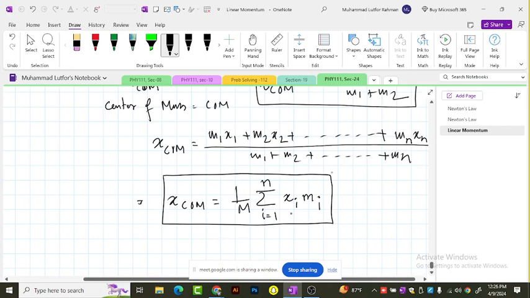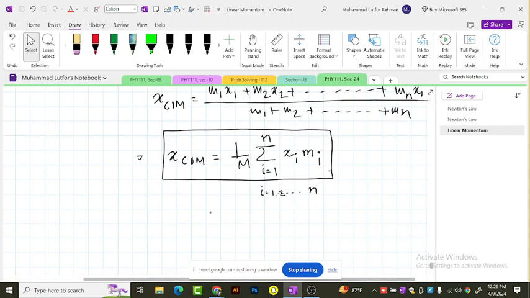All right, where i is the particle number, 1, 2, 3, starting from 1 up to n particles. The mi are the masses and xi is the corresponding position of those masses, and this capital M is the total mass, which is simply the mass of all the particles, M1 plus M2 plus up to Mn.